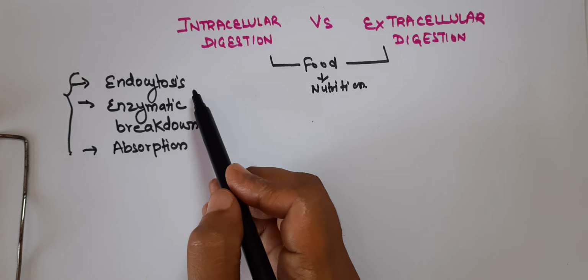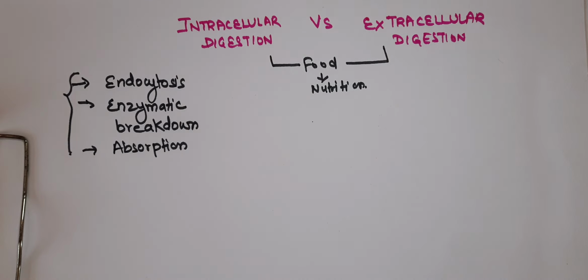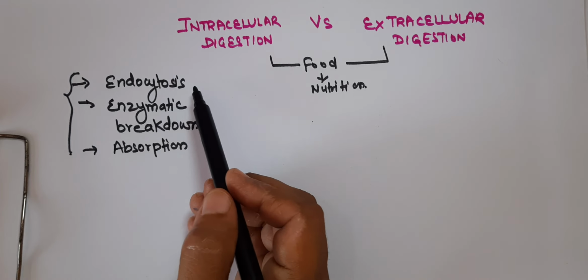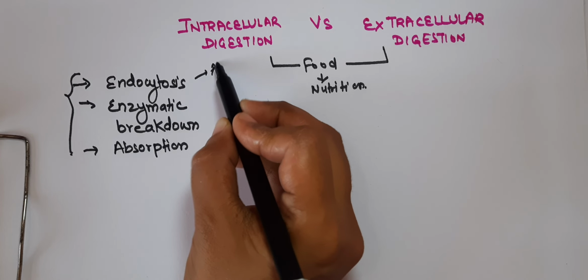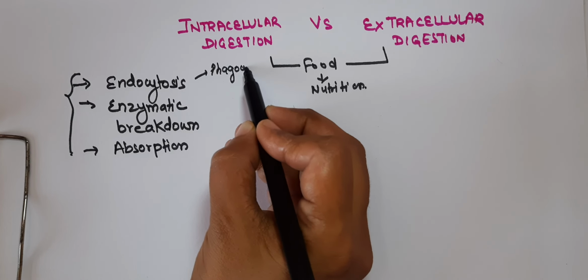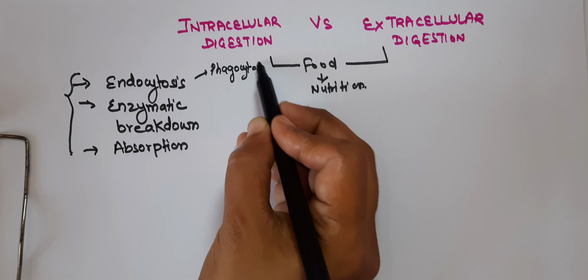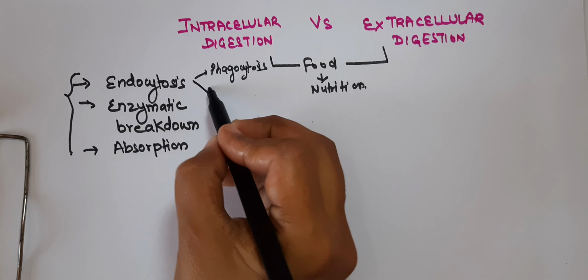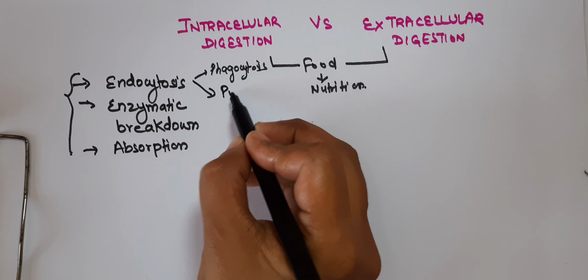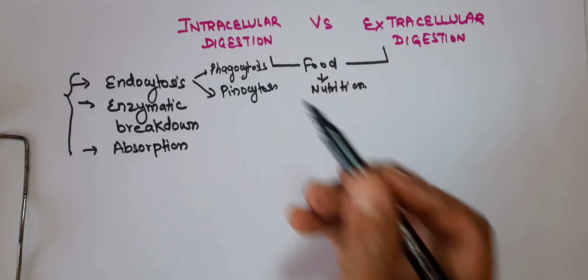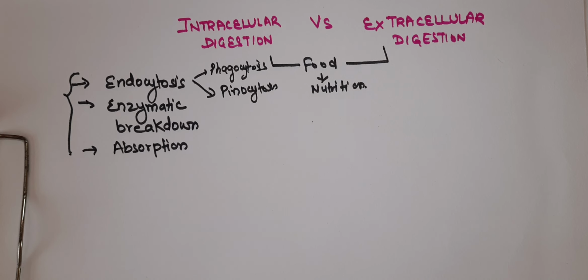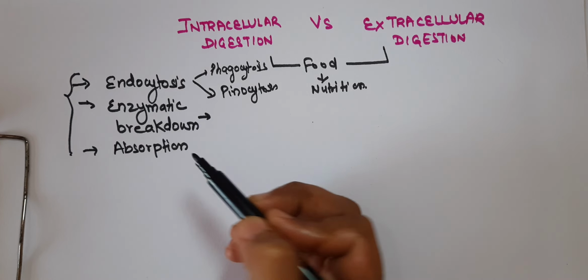So this is the process of intracellular digestion. What happens in endocytosis? The food particles are taken inside the cell through the process of phagocytosis. Phagocytosis is the process of engulfing solid food, and if the food is liquid, then it is pinocytosis. So pinocytosis is engulfing liquid food. So first of all, the food will be ingested, right? Then the second process is enzymatic breakdown.